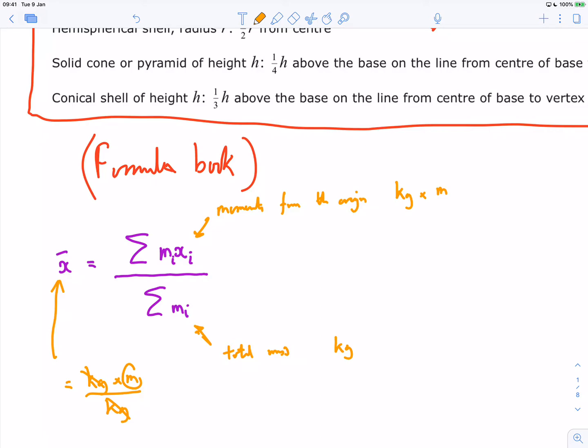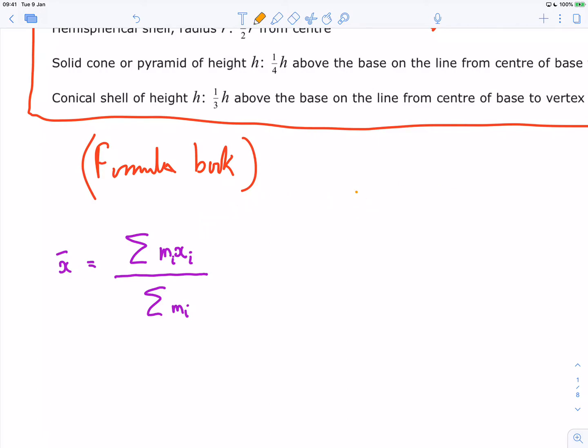You're saying, okay, proportional to not only how big a point is in terms of its mass, but also how far away it is, because the further away it is, the greater the moment it's going to have.